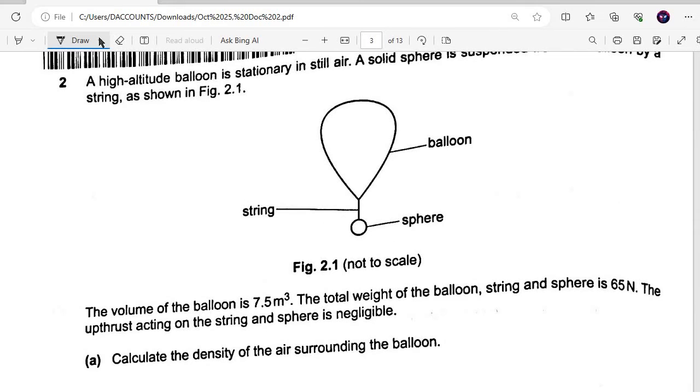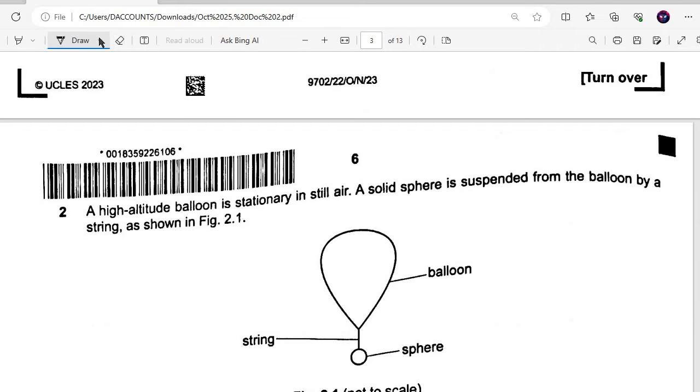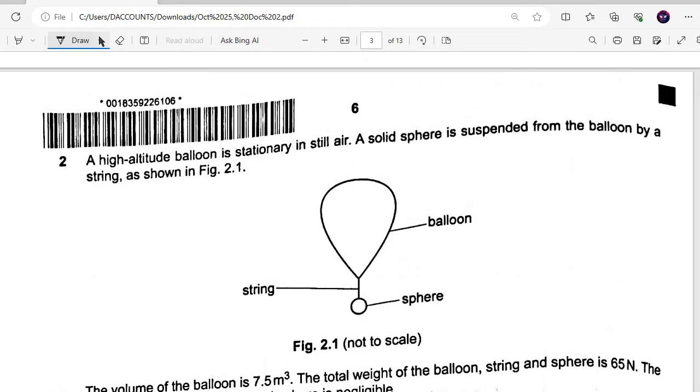Number 2. Lately they've been setting questions on pressure and density. Last May/June exam, with all the variants, I think a pressure and density question came out. So they are leaning toward that trend again.